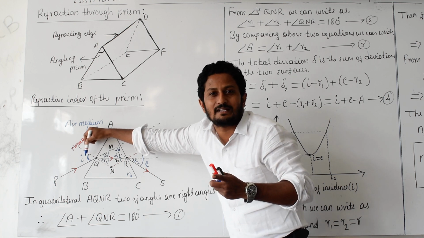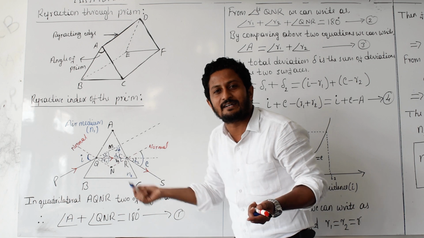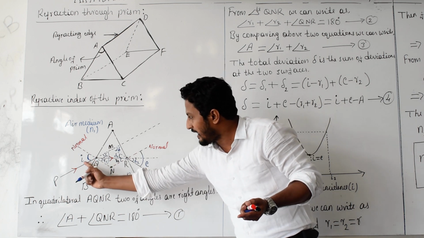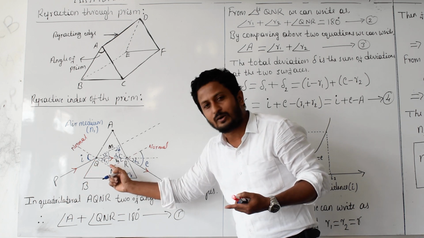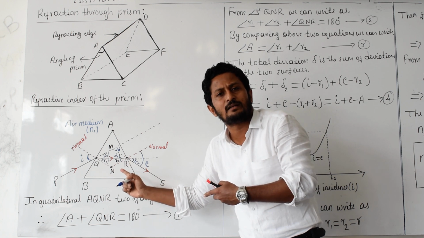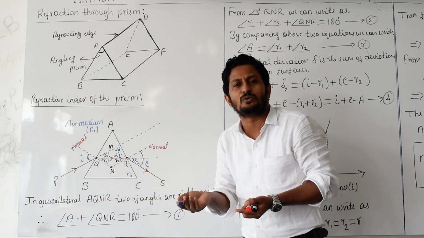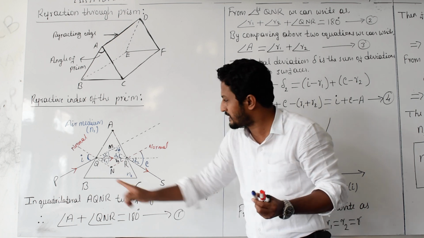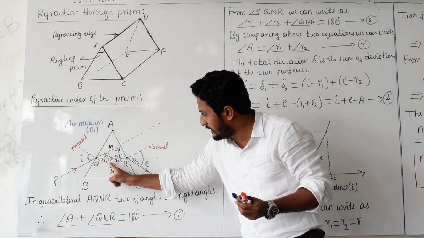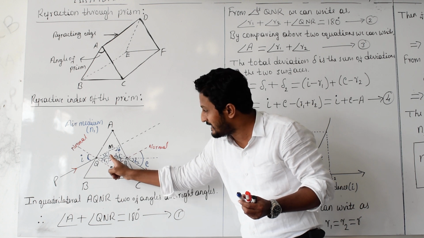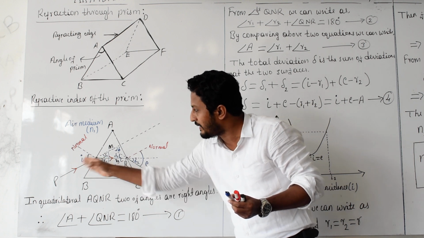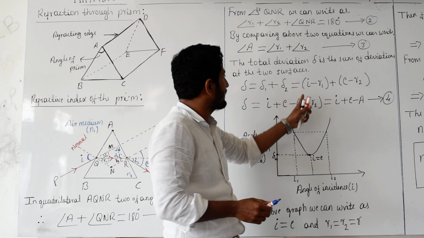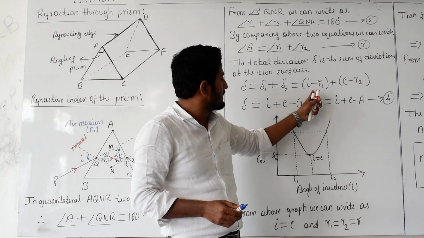Vertically opposite angles, but we need delta 1. I is equal to delta 1 plus R1, then delta 1 is equal to I minus R1. Have you understood what I mean to say? I equal to delta 1 plus R1, then delta 1 is equal to I minus R1. Here I have written it. Have you understood?